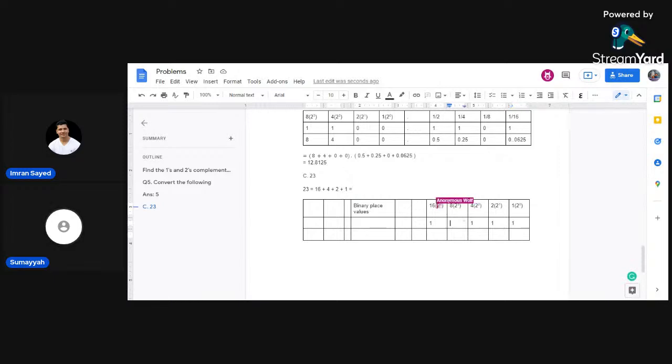And there is no 8, so I have written a 0. Is this correct? Yes. Maybe you can also add the... No, I think that's correct. The 2 raised to 3, that's 0, so I need to put that.